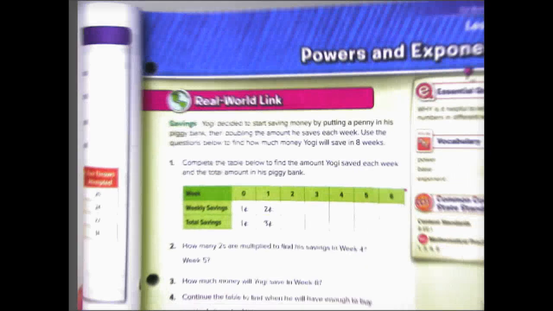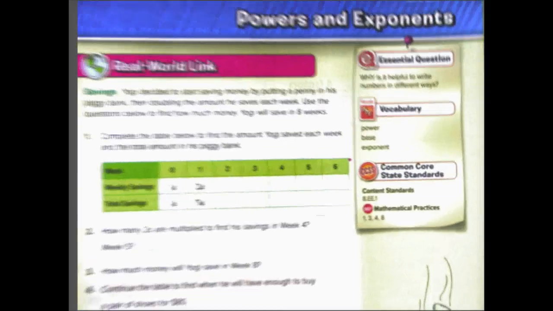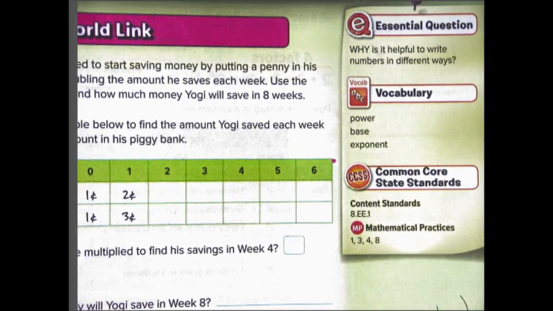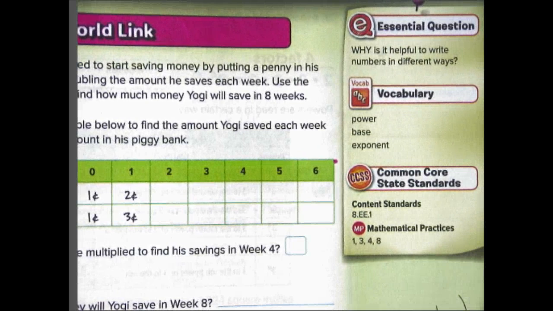Let's take a look at the essential question. The essential question is, why is it helpful to write numbers in different ways? Last lesson we learned to write numbers from fractions to decimals and decimals to fractions. Today we're going to learn why it is helpful to write numbers using exponents.